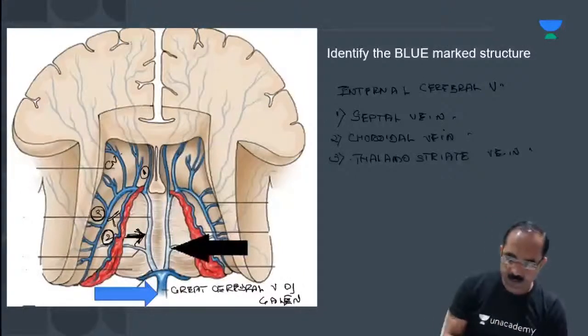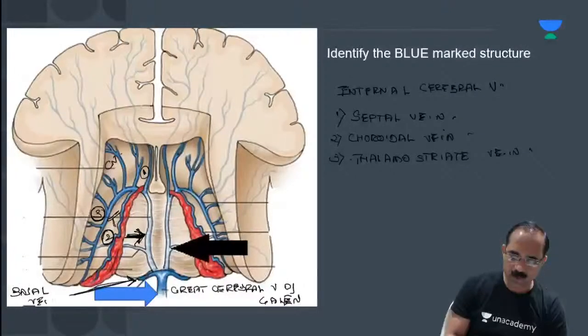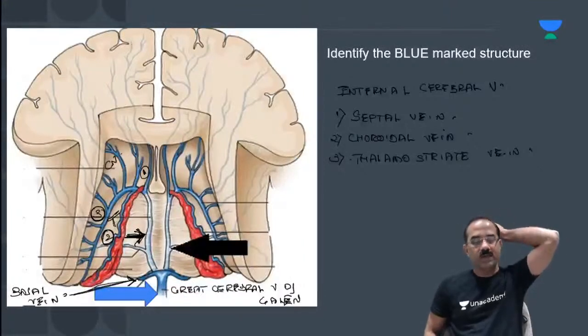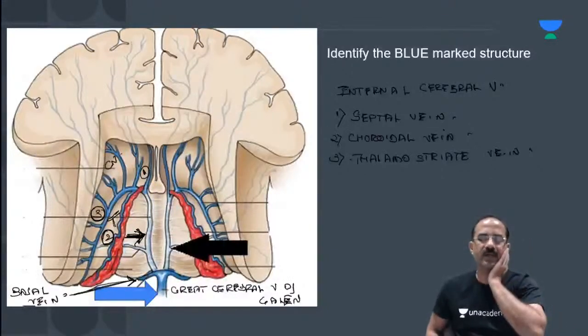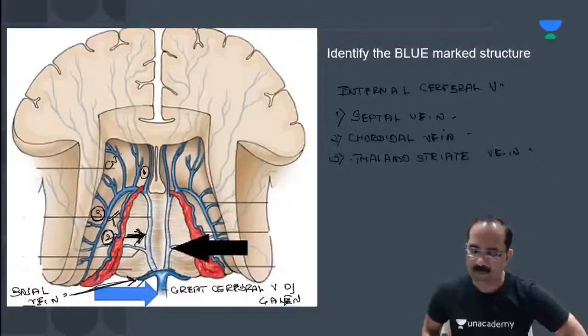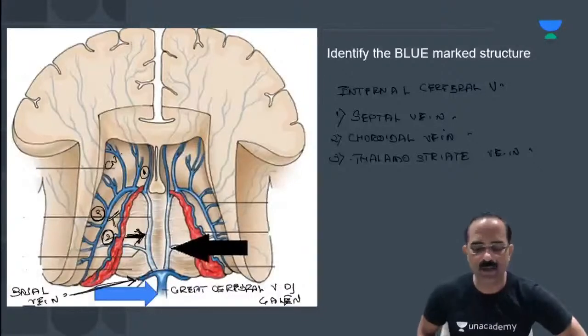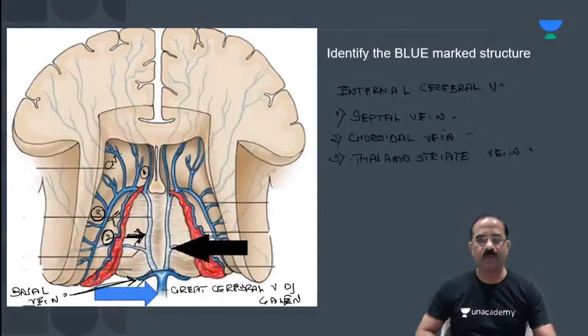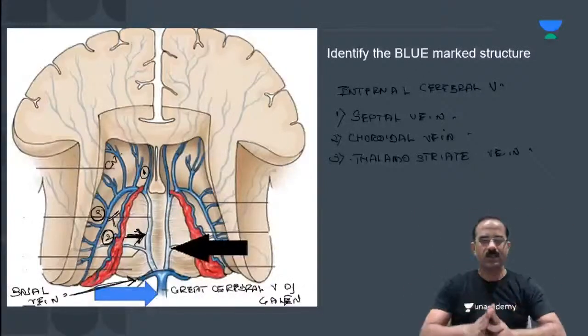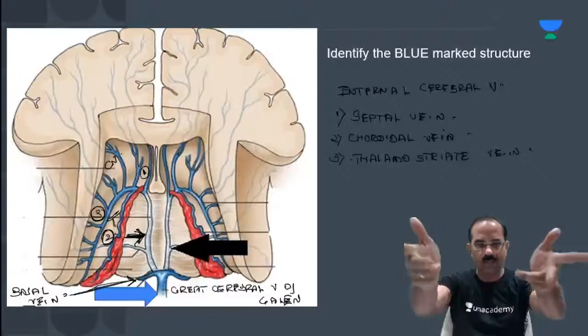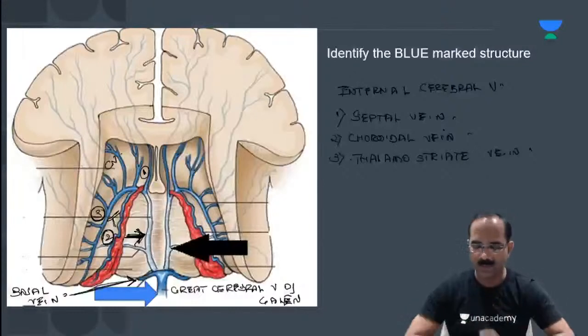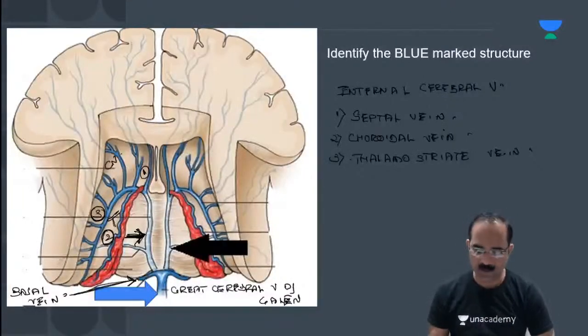And what is this vein? Students, can you tell me what is this vein which is draining into the great cerebral vein of Galen? This is the basal vein. The basal vein comes and drains into the great cerebral vein of Galen. Is this clear? Any doubts? If you have, let me know. So look here. Two internal cerebral veins join to form the great cerebral vein of Galen, and the two internal cerebral veins are formed by the joining of three veins: thalamostriate, choroidal and septal. Clear? That's it.